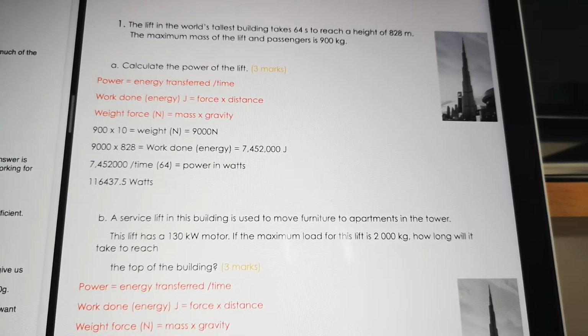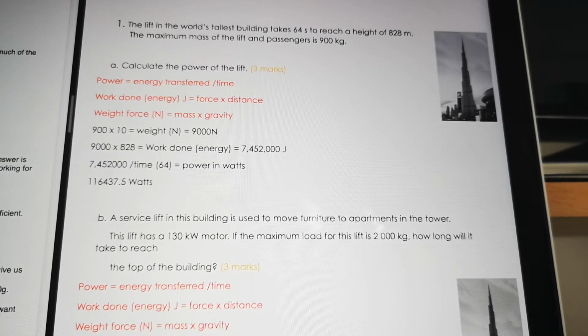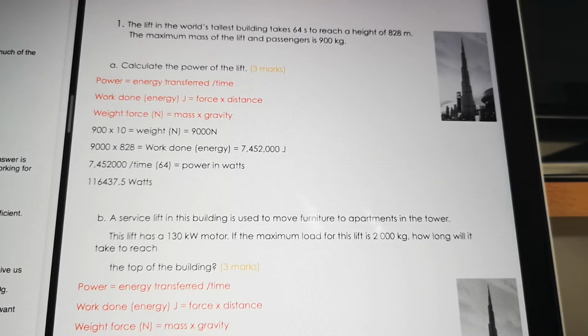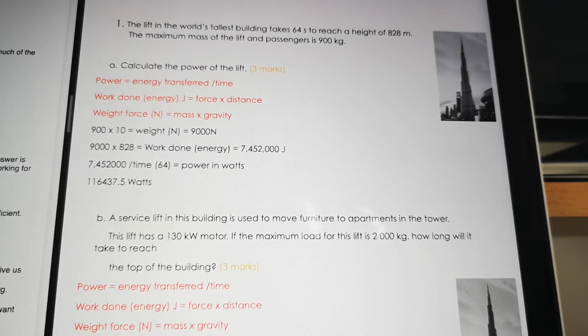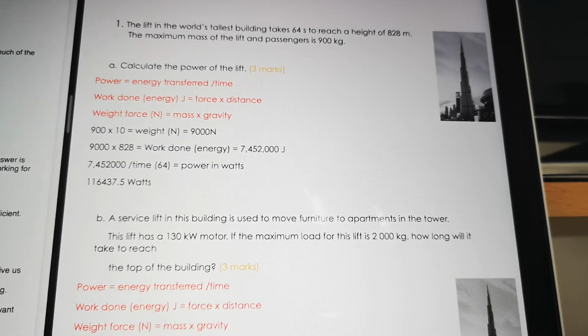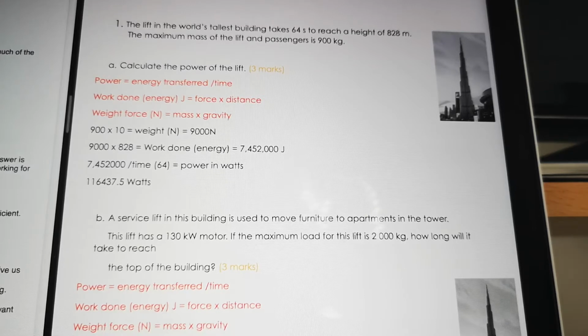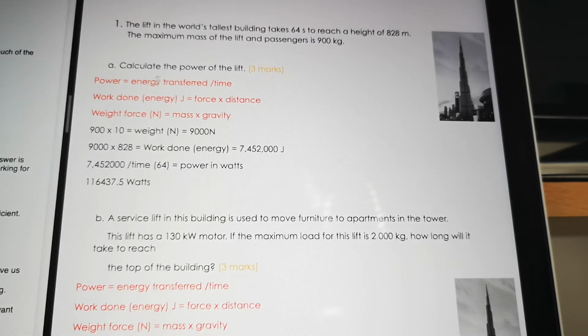Now you need three equations for this. Power equals energy divided by time. Work done, which is energy, equals force times distance, and weight, which is a force, equals mass times gravity. Okay? Because the question wants the power, but they don't give us energy. They do give us time.